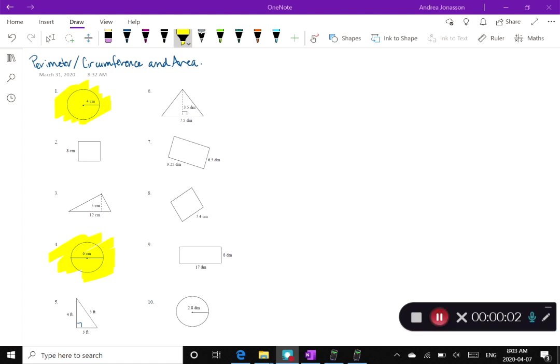When we're dealing with circles, we don't call it the perimeter, we call it the circumference. So I've got a couple of circles I've selected off this page here, and we're going to do the circumference and area of each of these circles. So let's start with number 1 here. And let's write down what we know about this circle. We happen to know that the radius is equal to 4 centimeters.